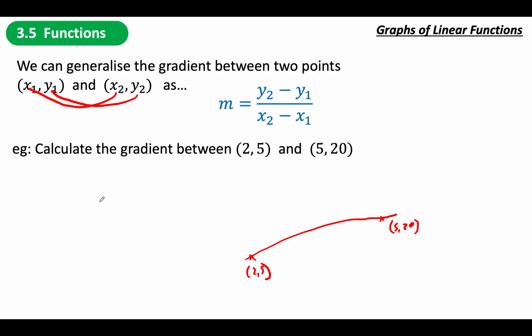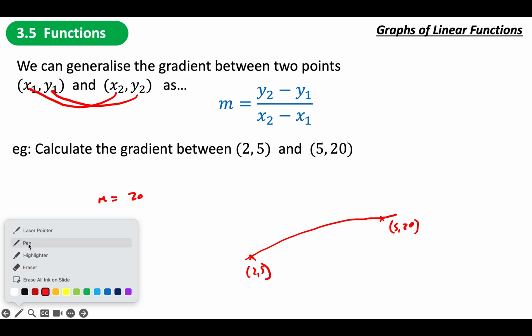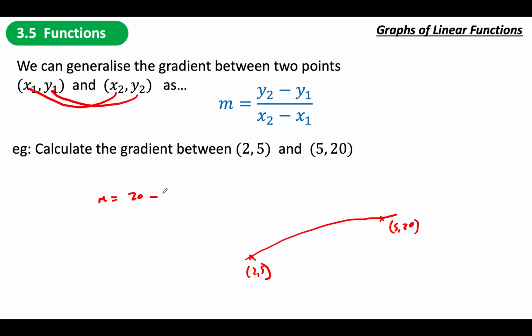Let's do my change in y. So y2 take away y1. Well, y2 is 20. My y2 is 20 and my y1 is 5. So it's 20 take away 5. And my x2 is 5 and my x1 is 2. It's just absolute clarification. That's x1, that's y1, that's x2, that's y2. x1, y1, x2, y2. Clear as mud? Good. Well done. Now my job here is done.